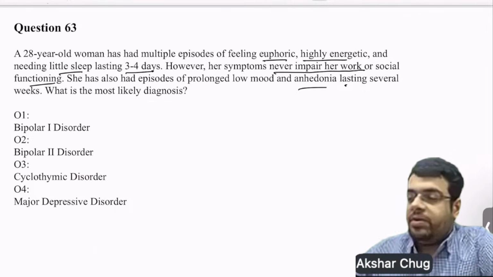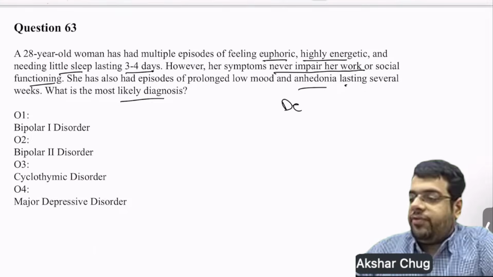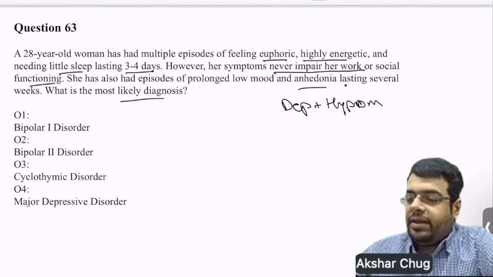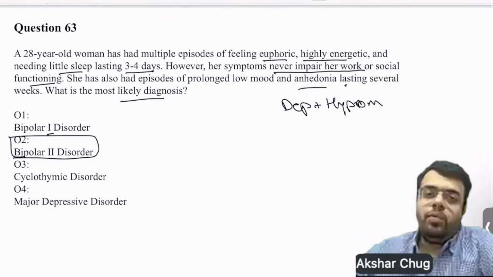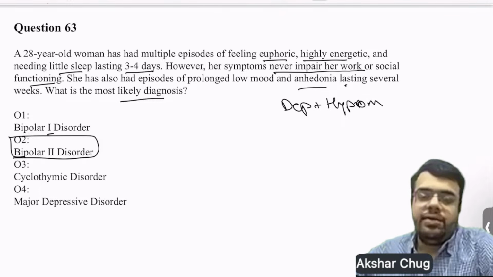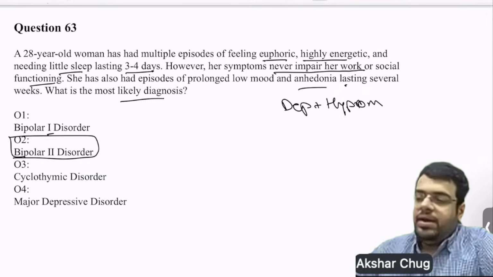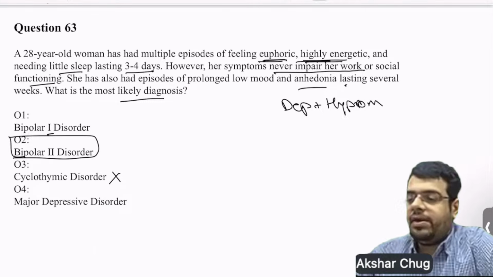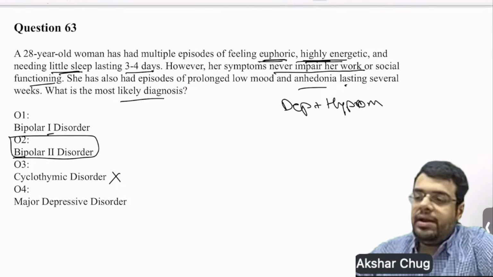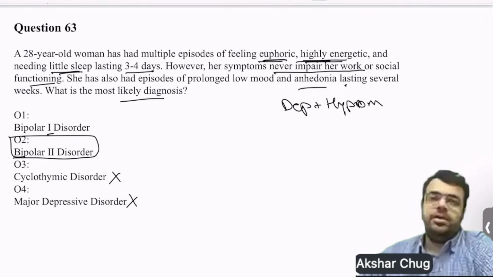She also had episodes of prolonged low mood and anhedonia lasting several weeks. Which of the following is the most likely diagnosis? So we are also seeing depression plus hypomania, making it a classical bipolar 2. In bipolar 1, there would be an episode of mania. So one manic episode is important to make a diagnosis of bipolar 1. In cyclothymic disorder, we will not have such exaggeration of euphoria, highly energetic behavior, and little sleep. This is clearly indicating hypomania. And in major depressive disorder, we will not have these positive symptoms.